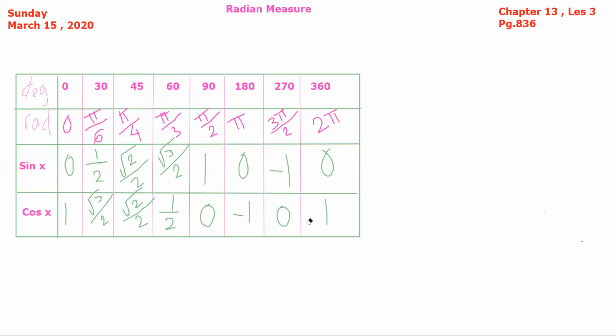Now, in problem number 2, they ask you to find the cosine and sine of a radian measure. How? If I asked you, what is the exact value of cosine 7 pi over 6 and sine 7 pi over 6? Now to find the exact values of cosine and sine of any angle, I will use this circle and this table.